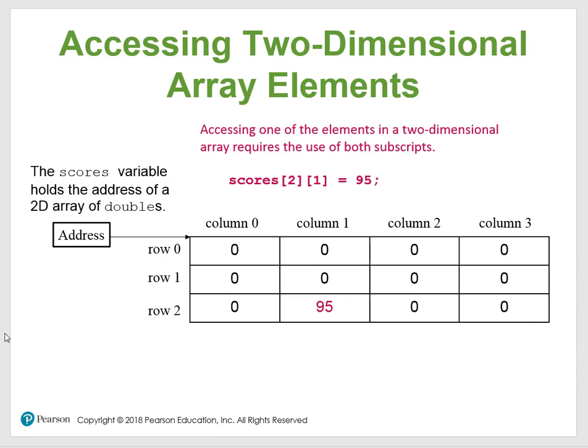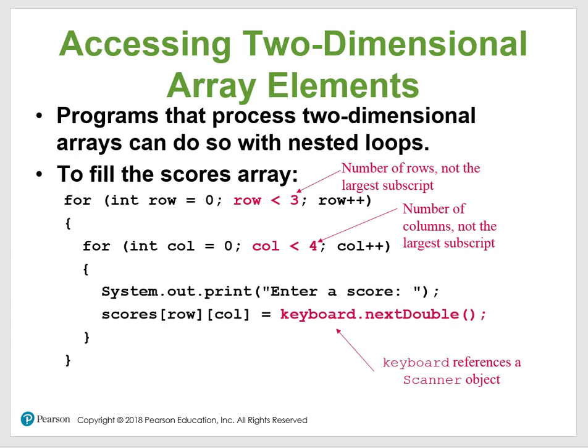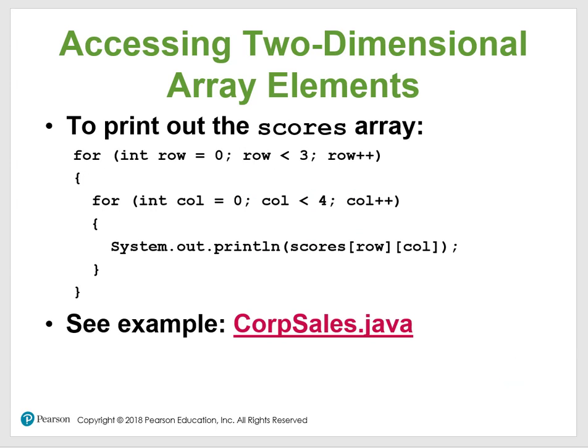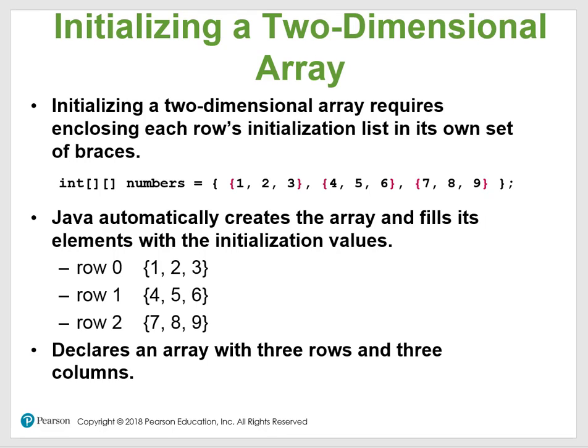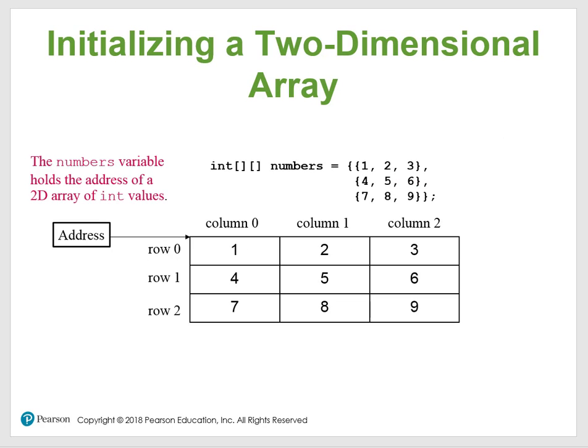How do you put a value in? Same as with a one-dimensional array. You give it the address, row and column, 2 and 1, and then you assign the value from the right to the left. That's how you process it. I'll let you read through the PowerPoint slide. It's pretty self-explanatory. It's the same as the corp sales example, how you process the array, and how you initialize the two-dimensional arrays.